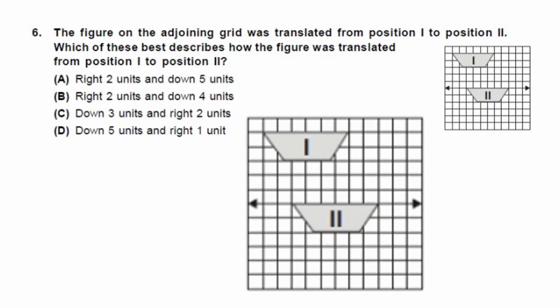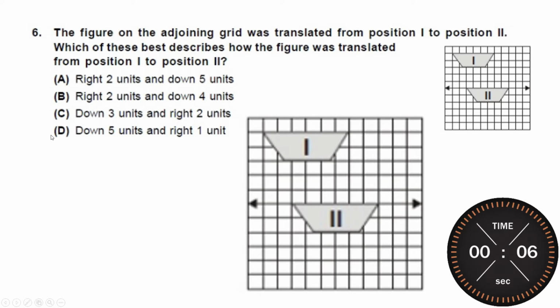Let's go to the next question, which reads, the figure on the adjoining grid, which I have enlarged here, was translated from position 1 to position 2. So this has moved from position 1 to position 2. Which of these best describes how the figure was translated from position 1 to position 2? These are your options. Pick the right answer.